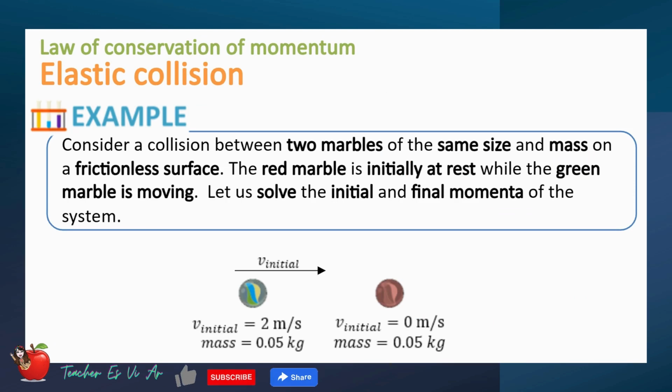Consider a collision between two marbles of the same size and mass on a frictionless surface. The red marble is initially at rest while the green marble is moving. Let us solve the initial and final momenta of the system.